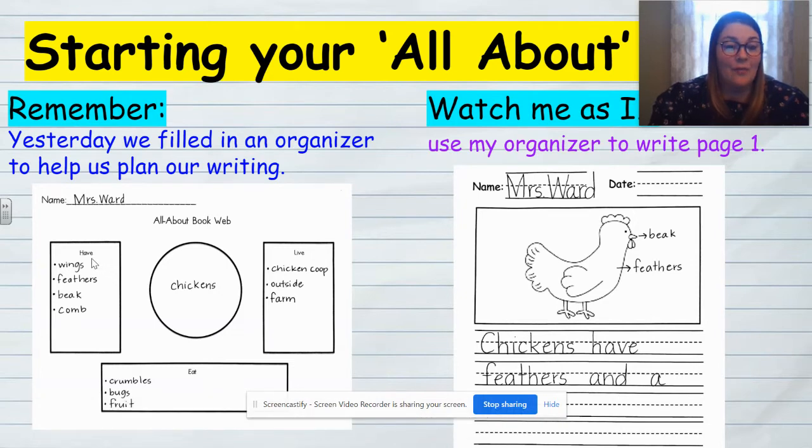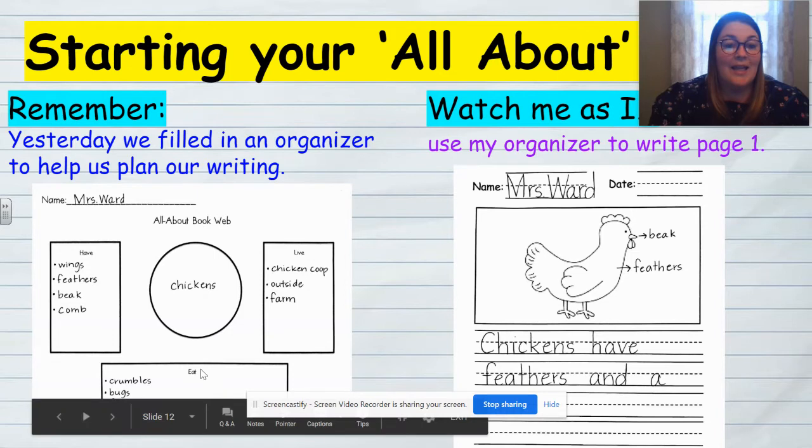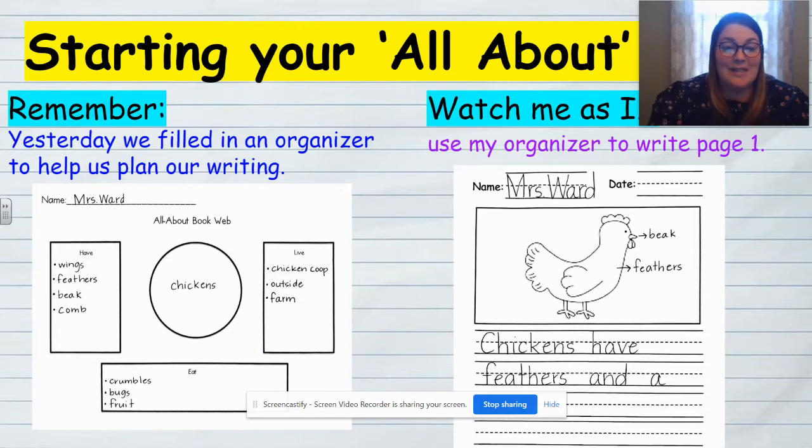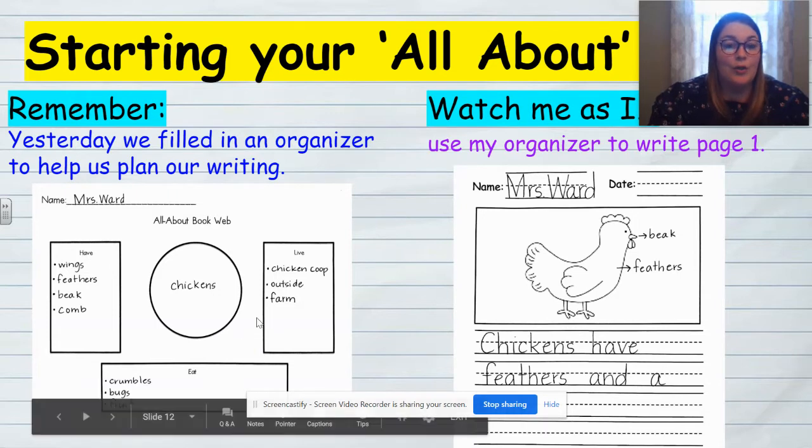So in the have box, that's kind of like what it looks like. So I wrote wings, feathers, beak, and comb. And in live, I wrote chicken coop, outside, and farm. And in the eat box, I wrote crumbles, bugs, and fruit. And if you notice, I didn't write sentences, but I listed words or phrases to help me plan my writing.